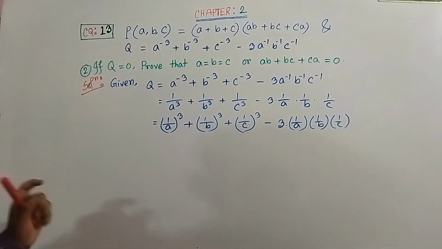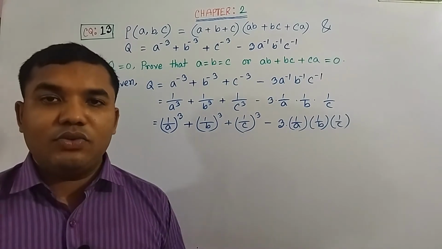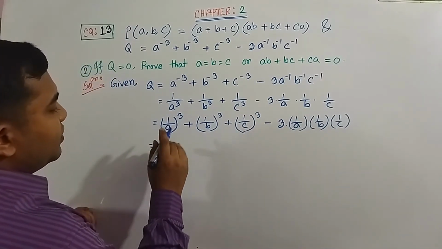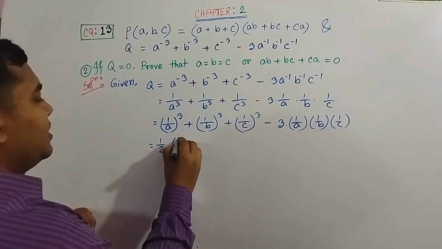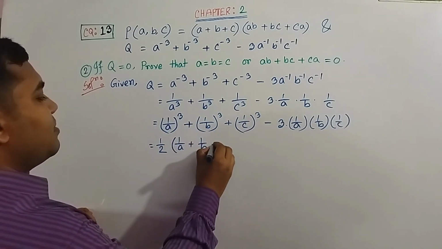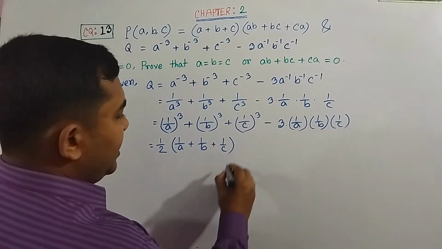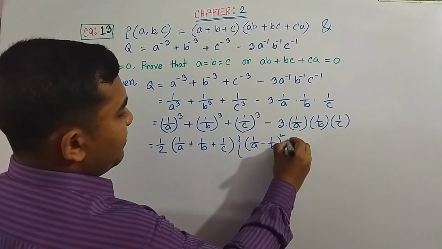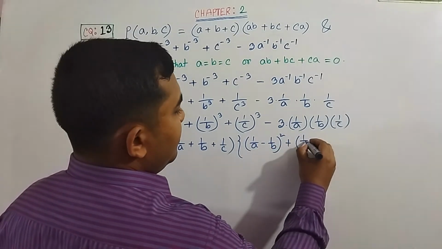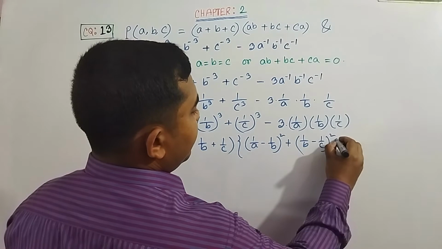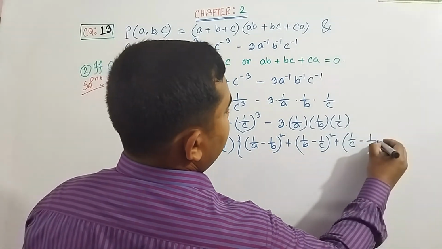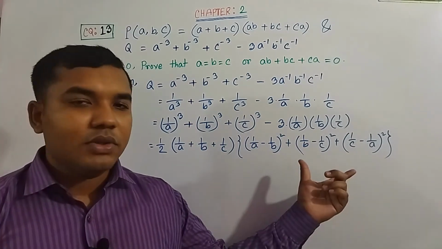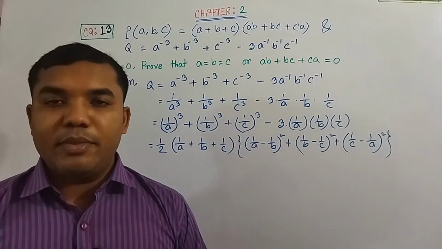What is the formula for that? What I just reminded you of, that is, we can write this using half into A plus B plus C into A minus B whole square, B minus C whole square, C minus A whole square. So we have used that formula which I reminded you of.